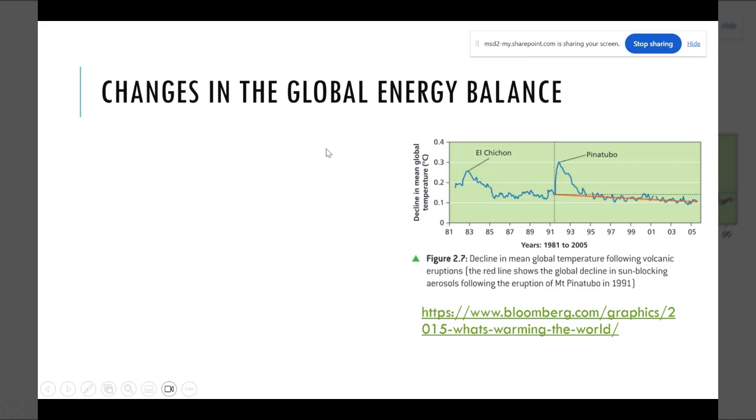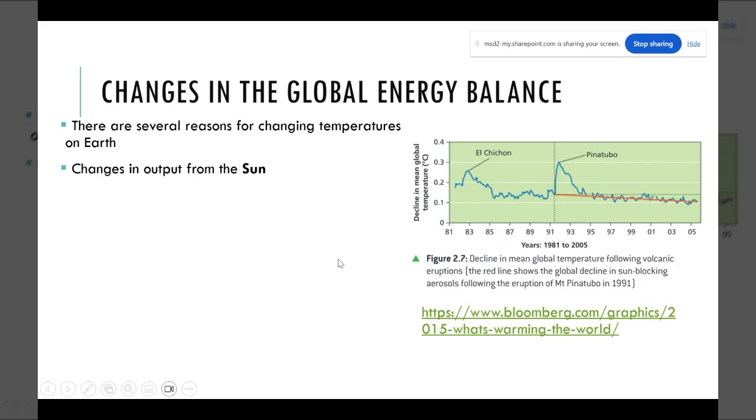Okay. Changes in the energy balance. So there's several reasons, and you looked into these in more detail. This is just a brief overview, okay? The first is changes in output from the sun, okay? Solar radiation is going to impact the amount of the energy balance that you have, okay? The amount of how much incoming insolation you have, how much is getting re-radiated.